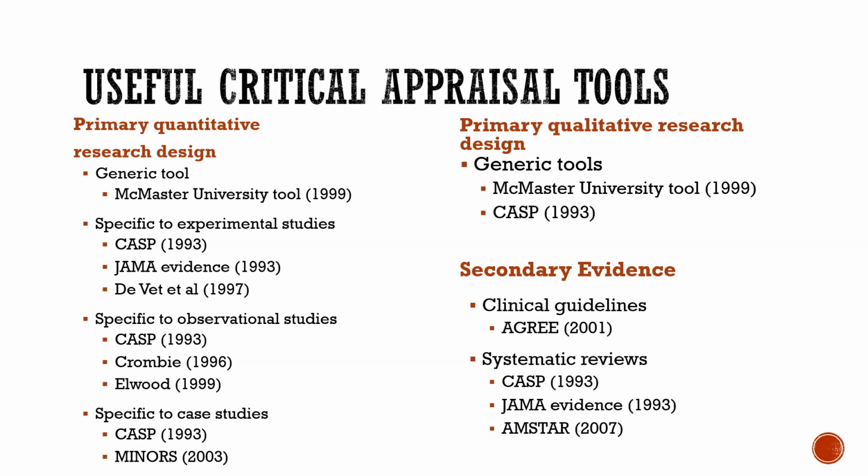How can I find, from all these tools, the tool that is best for the kind of paper that I'm reading right now? Well, if you look at the primary quantitative research design, this would be like RCTs. This is the tool for experimental studies, this one is for observational studies, and this one is for case studies.